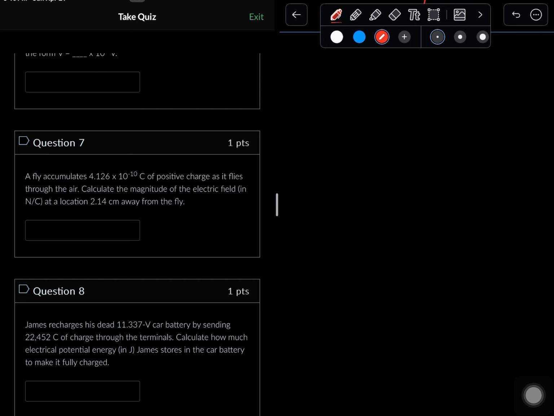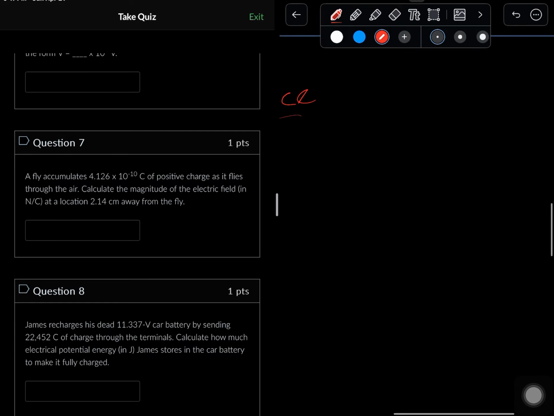Question 7. A fly accumulates a certain charge, and you know its distance. You are asked to find the electric field. In this scenario, you are given Q source and not Q test. So instead, you would use the equation that the electric field is equal to Q source divided by R squared times K. Q source is the charge that the fly accumulates, and the distance is R squared. Make sure to once again convert it from centimeters to meters. And K is once again 9 times 10 to the power of 9.